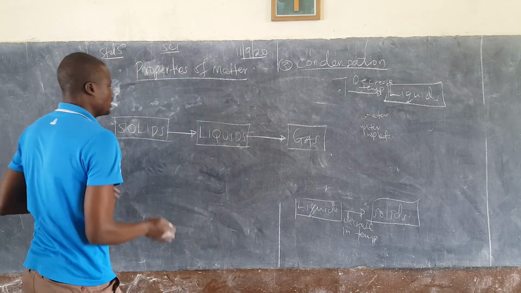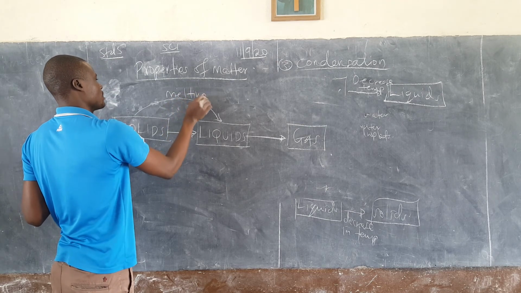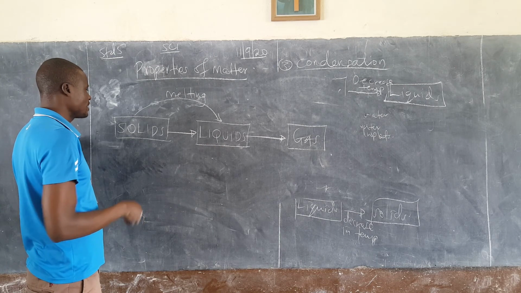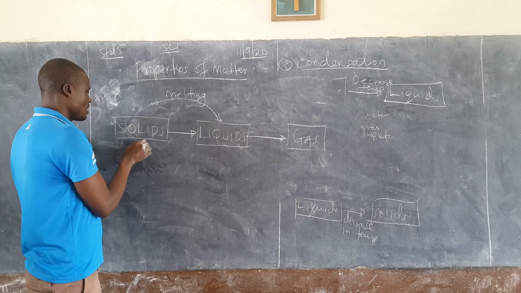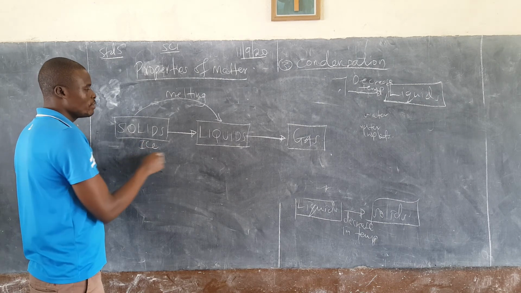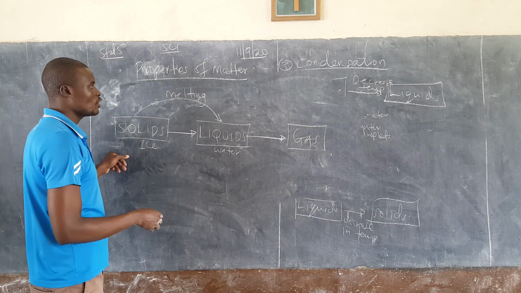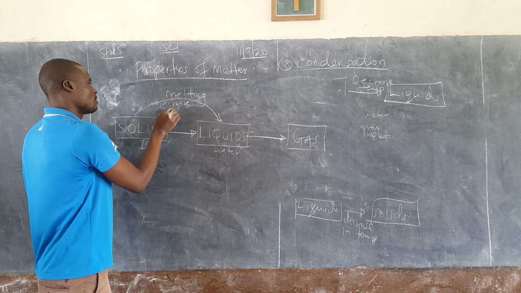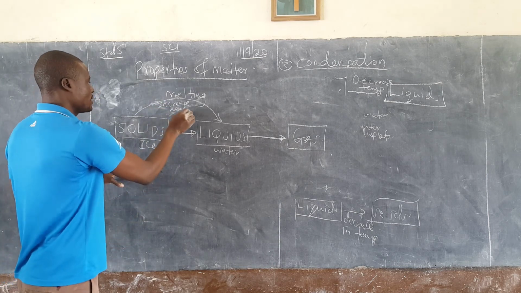So we have solids to liquids here directly. We talk about melting. And melting requires an increase in heat. Solids to liquids. I give an example of ice. Ice is our very good example here. You always write it there. Ice will change to water by melting. And melting requires an increase in heat to make it melt.